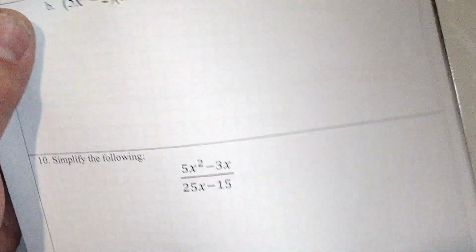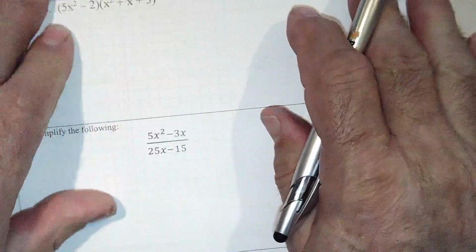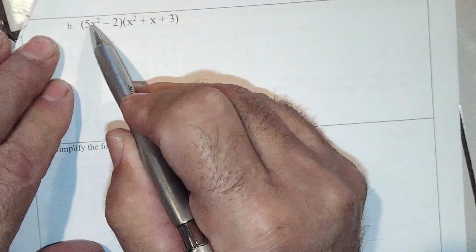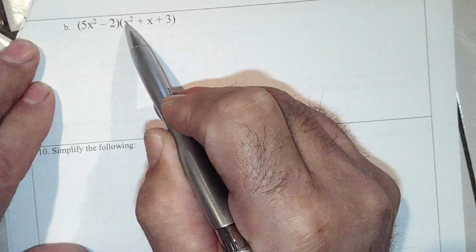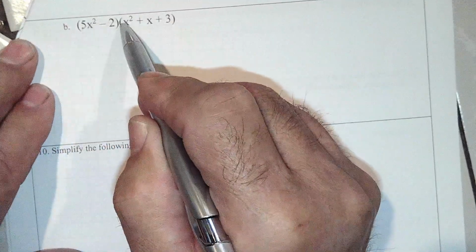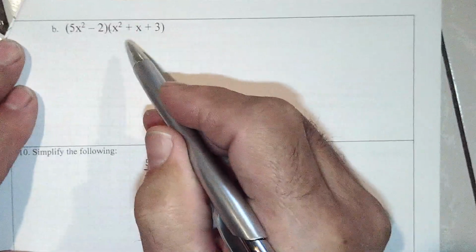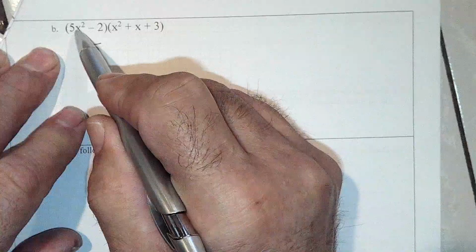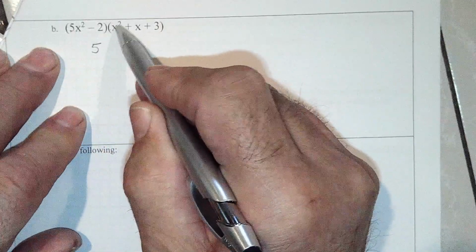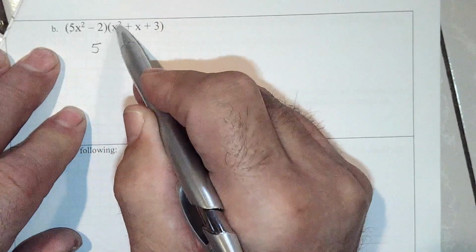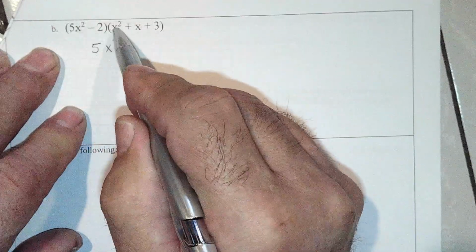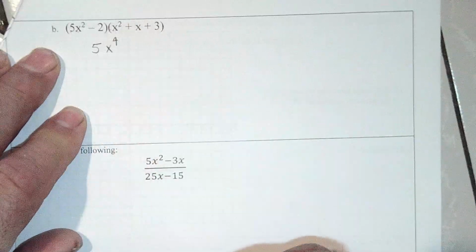Okay, next one. We have another one where we're doing similar stuff. So we got to take 5x squared times x squared. So 5 times 1 is 5. X squared, that's x times x. X squared, x times x. So we get x times x times x times x. That's x to the 4th. Or when you multiply, you add the powers.